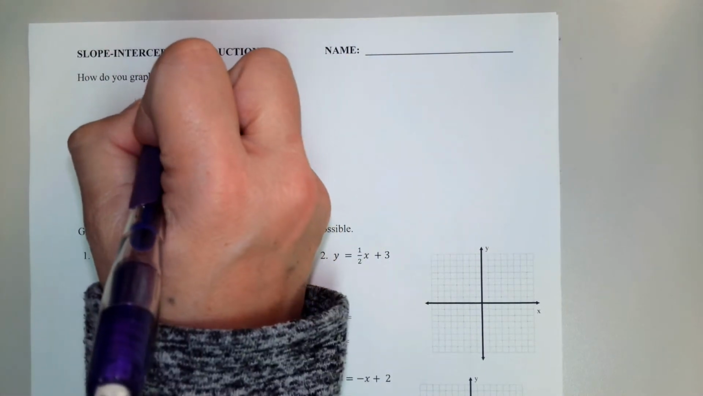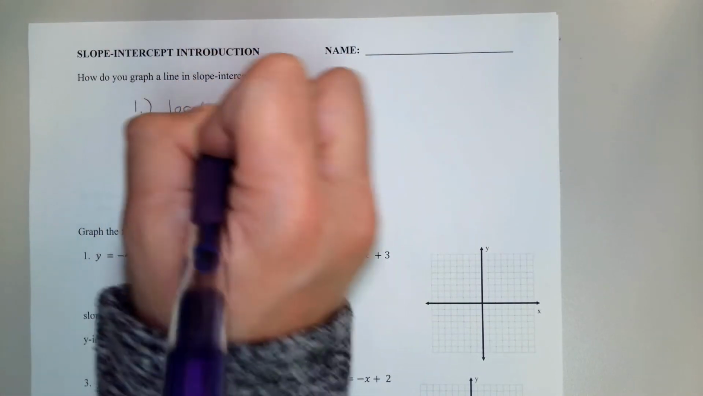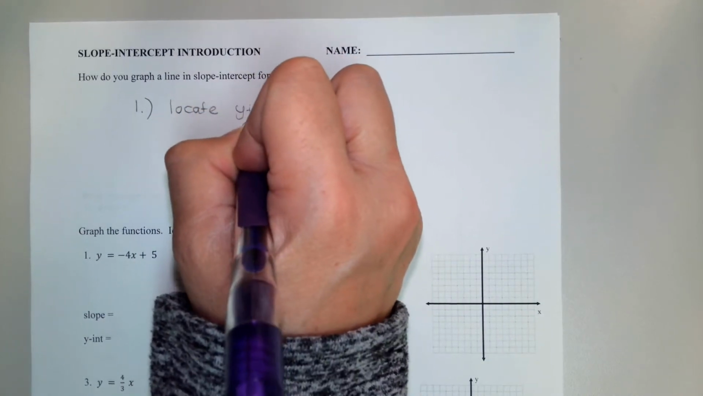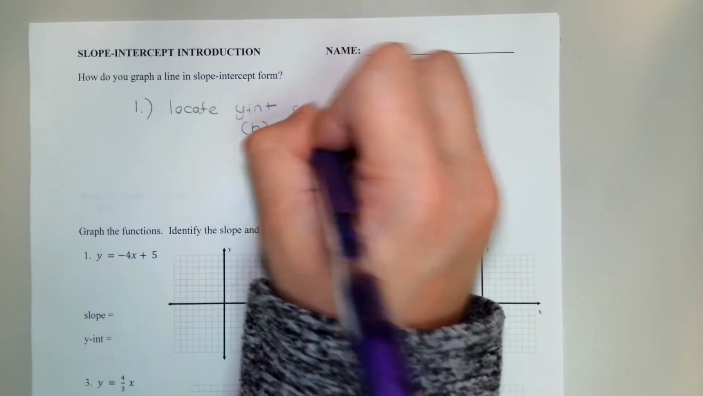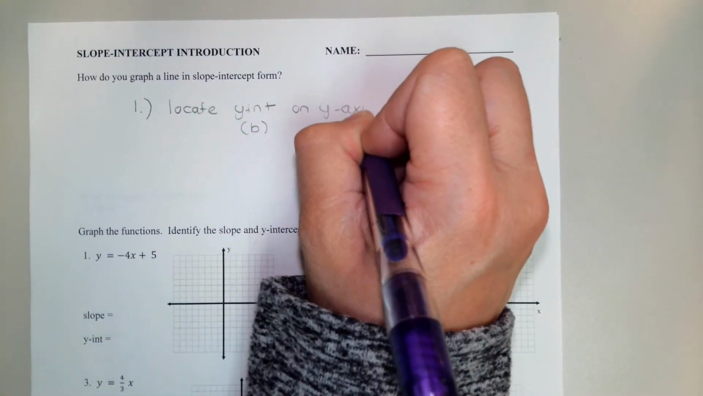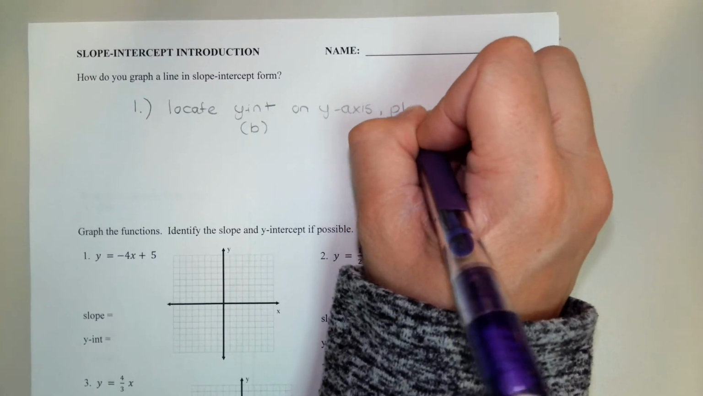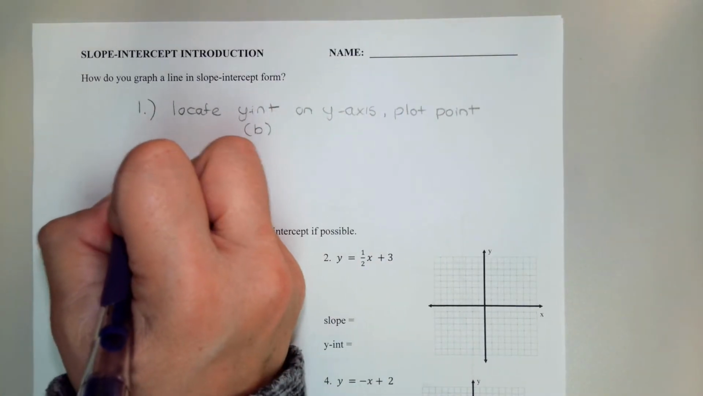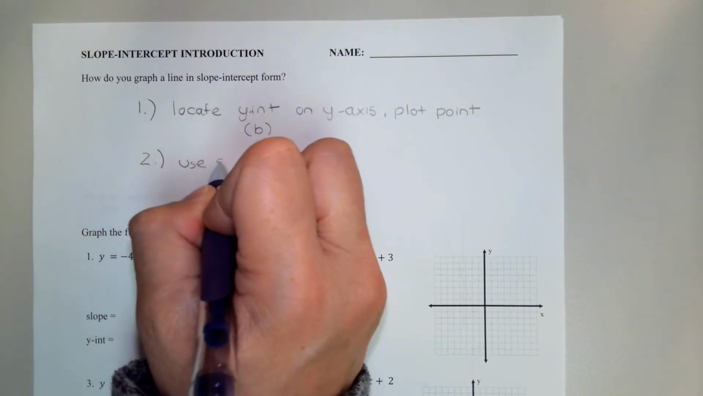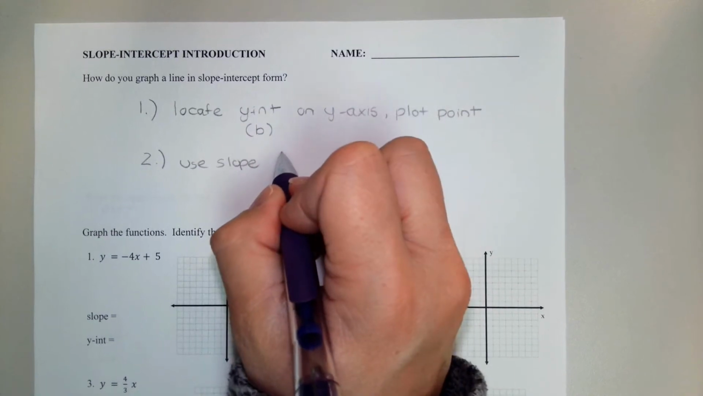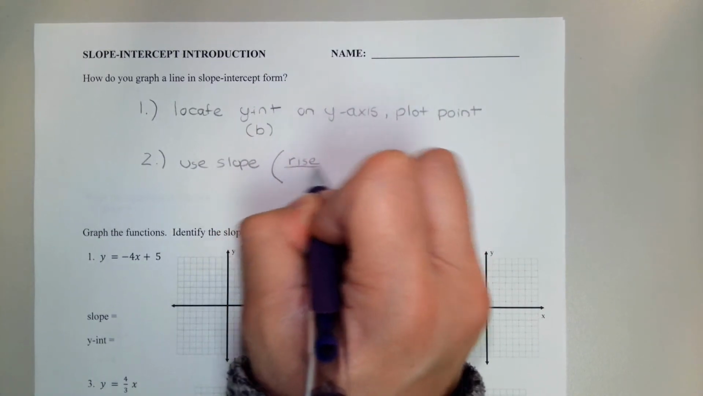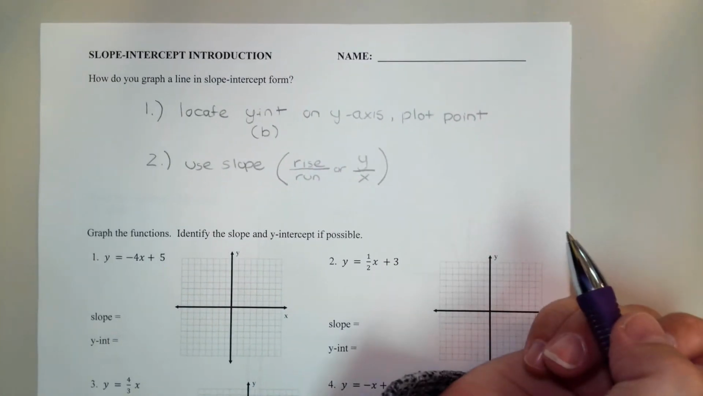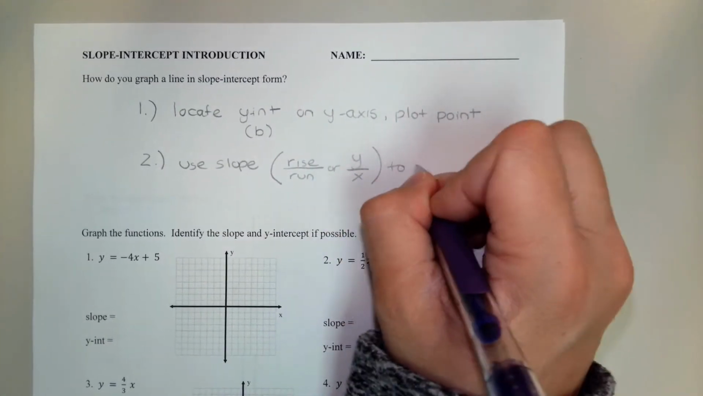One, you locate the y-intercept, which is your b, on the y-axis, and plot that point. Then two, use the slope, which is the rise over the run, or y over x, the change in y and the change in x, to move to the next point.